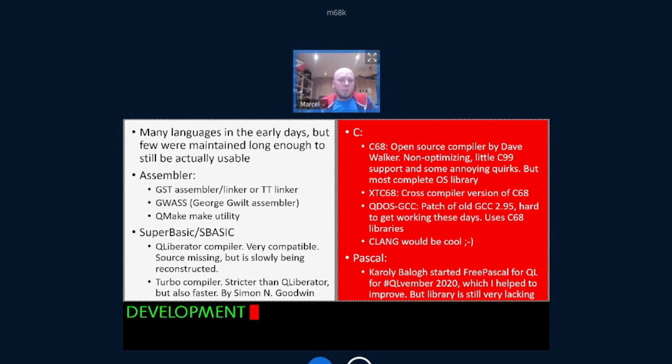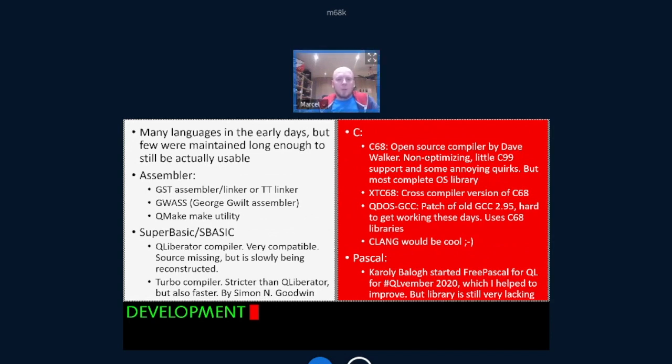There's also a more up-to-date assembler written by a user called George Gwilt, which has extended 68020 syntax and stuff. And I recommend the QMake utility, which basically you give a linker file and it does all the compiling and stuff. It makes things easier.